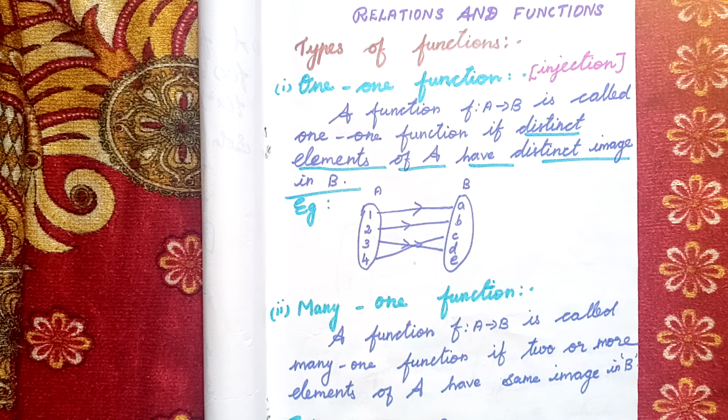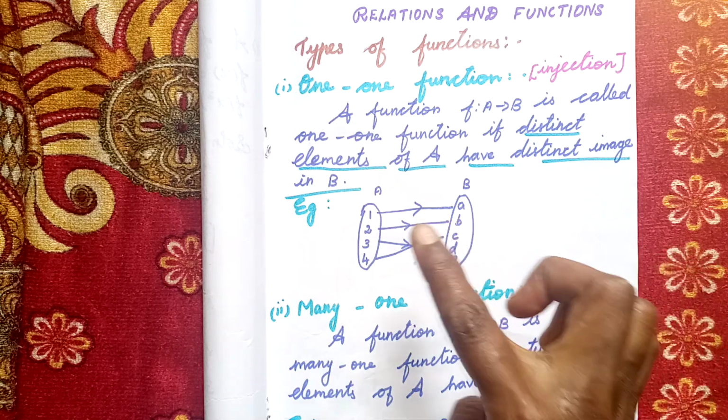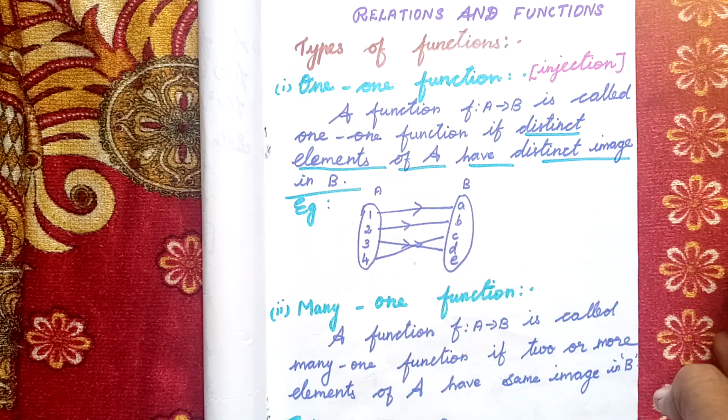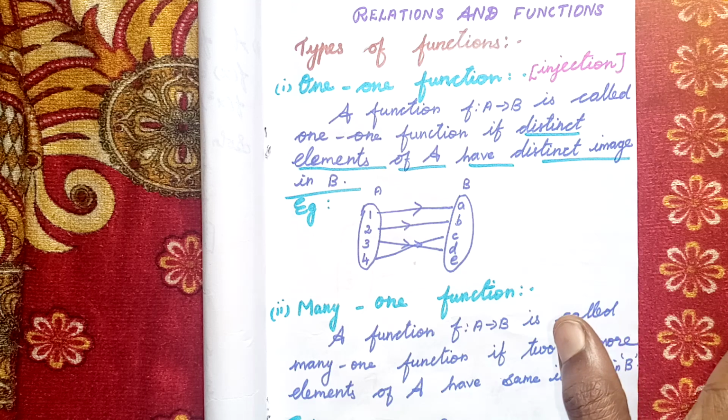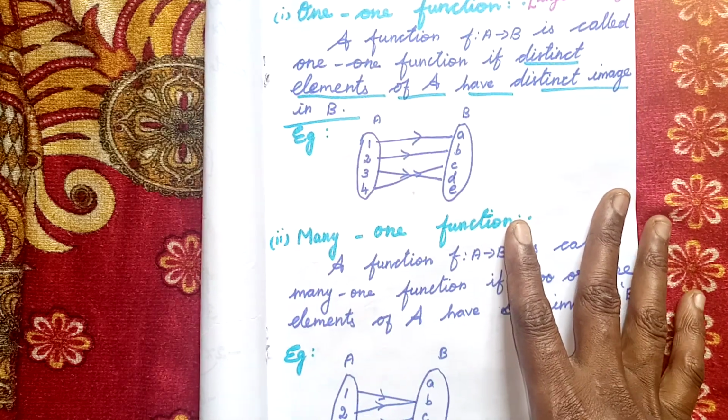Clear? One-one function means what? Distinct elements in A have distinct images in B, and that is a one-one function. Have you all understood this? Next, onto function.